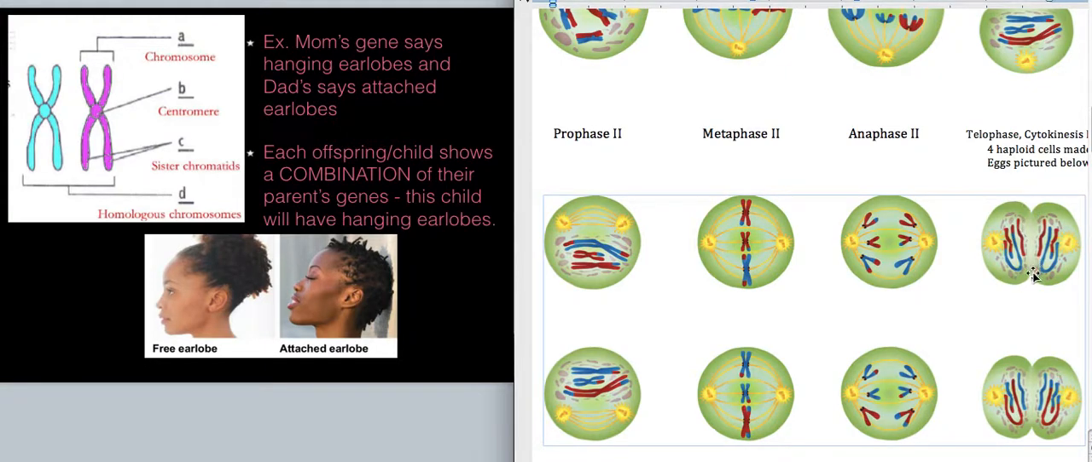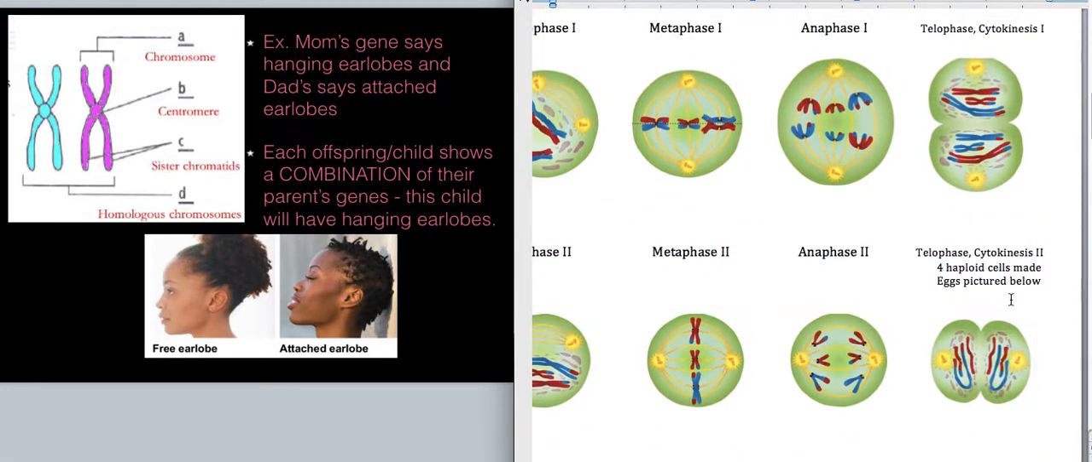These 2 will finish splitting. These 2 will finish splitting. So this is meiosis. It makes 4 cells, and they're haploid. So let's figure out what that means.